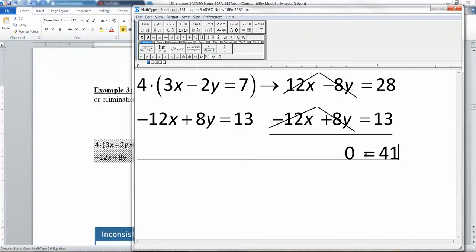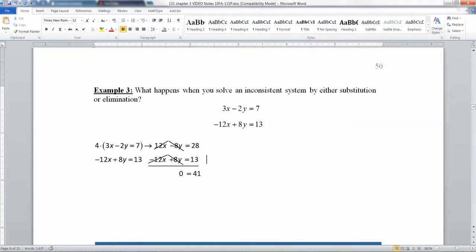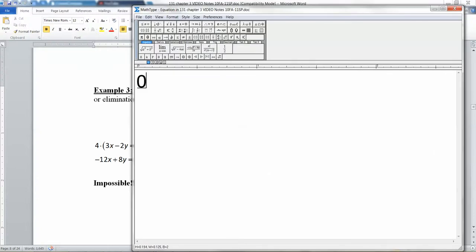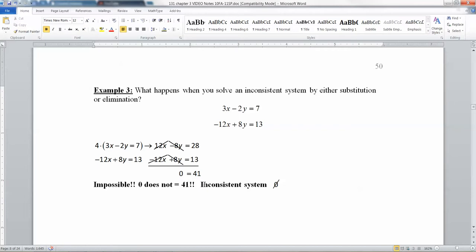Okay, this is impossible, right? Does everybody see that, hopefully? 0 is not equal to 41, right? This is impossible. Oopsie. 0 is not equal to 41, right? That's a sign that this is an inconsistent system. If you end up with a phrase like that at the end, the answer is there's no solution. It's 0 with a slash through it. The null set, right? So there's no solution. There's your answer.